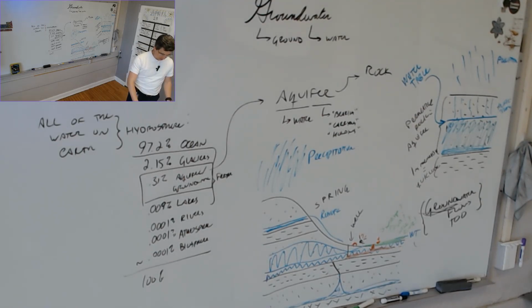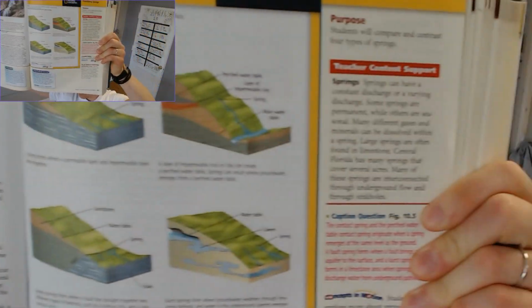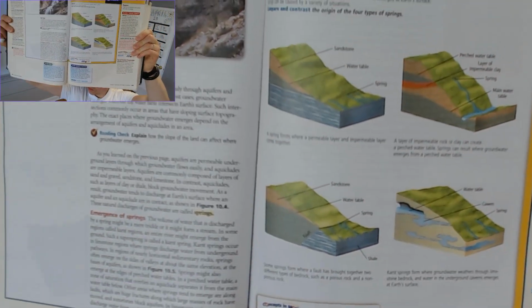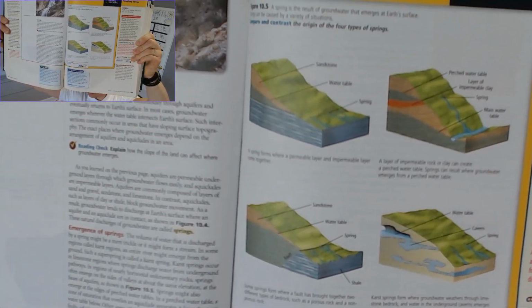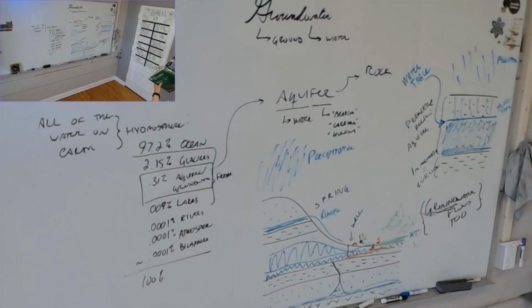Here's, I think, a beautiful picture. You can pause this, and maybe you can't see it in real life, but this is a nice picture if you pause it of some different kinds of springs. Copyright, Glencoe, 2010, whatever, don't at me.